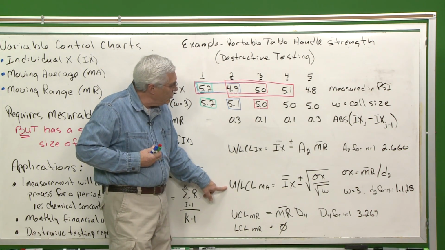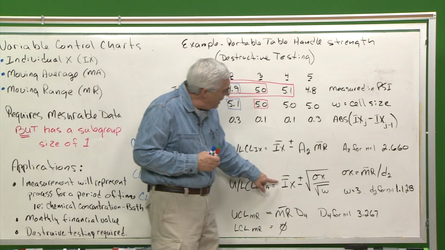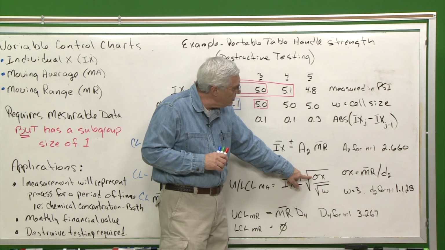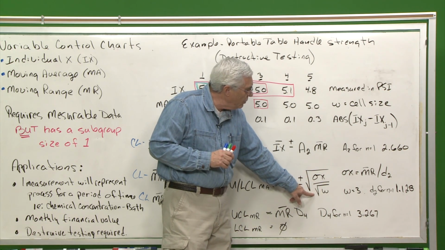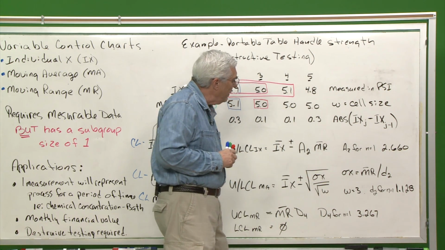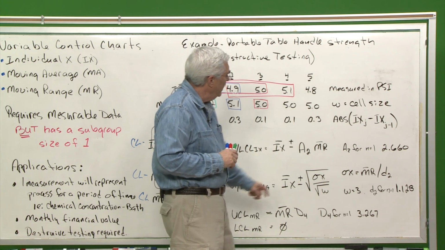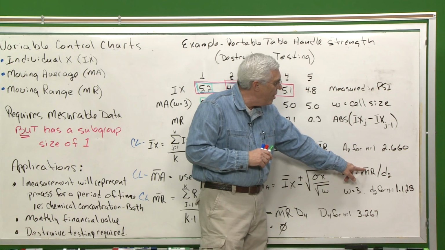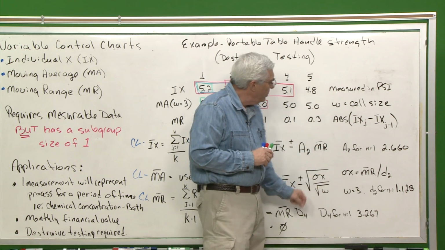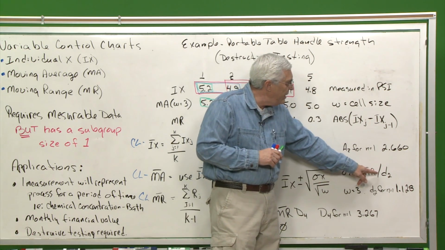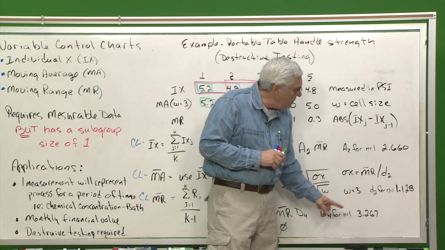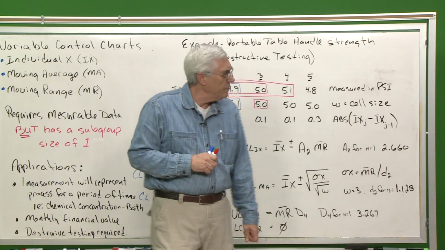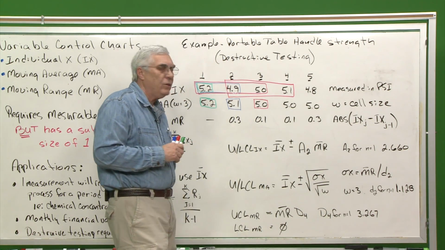Now, the upper and lower control limits for the moving average are the Ix bar plus or minus the standard deviation of x over the square root of the cell size. All right, this is not as hard as it appears to be. The sigma x, or standard deviation of x, is simply the Mr bar value, which comes from up here, divided by the D2 value. And again, the D2 for a subgroup size of 1 is 1.128. Again, take note of that. It's not in the table in your book.